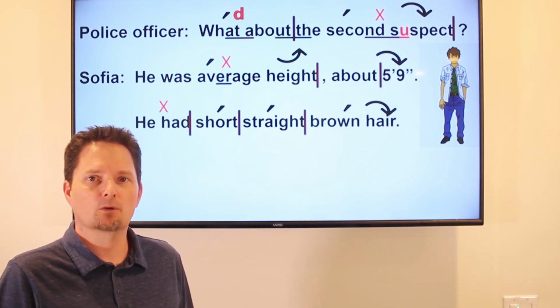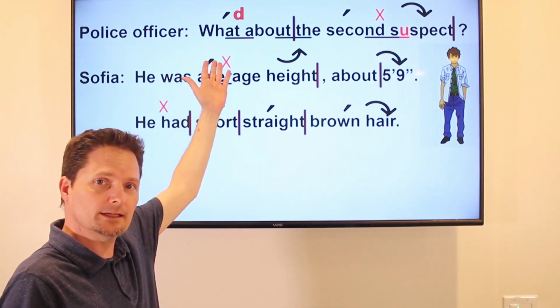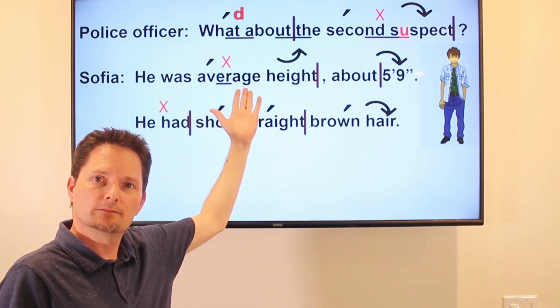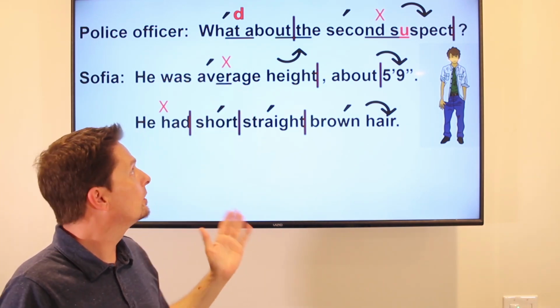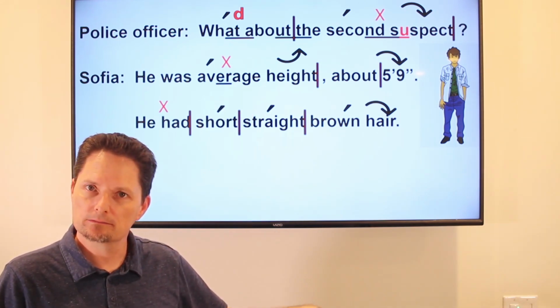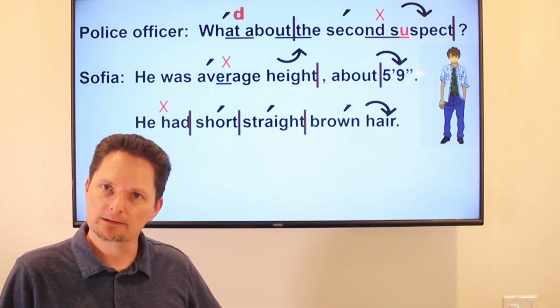The police officer asks a question. What about the second suspect? This is an information question. It starts with what, a question word. So the intonation goes down at the end. What about the second suspect?